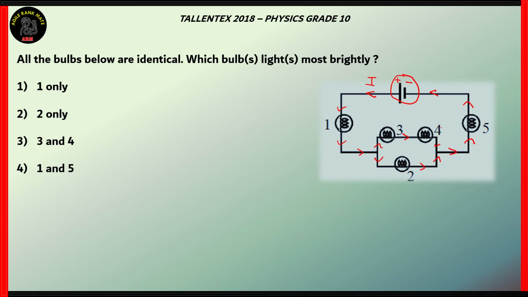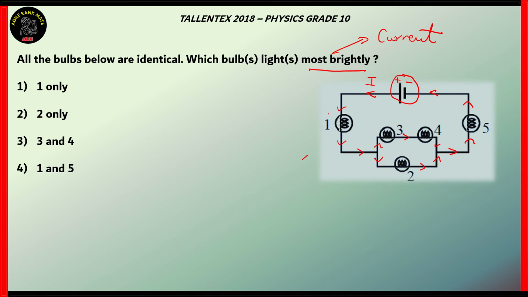Now, when it comes to multiple bulbs and the factor that which bulbs light most brightly, the idea is to look at the value of the current passing through each bulb. The bulb that lights the most brightly would be the one that has the highest amount of current. So here we've got a complex circuit. It's got bulbs connected in series to the potential difference or the battery, and bulbs connected in parallel. So the main idea is to find out which of the bulbs have more current passing through it.